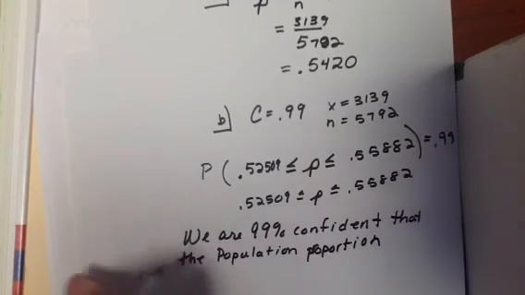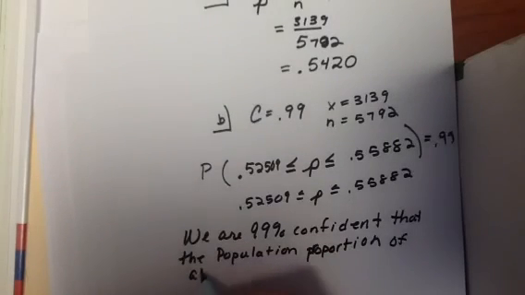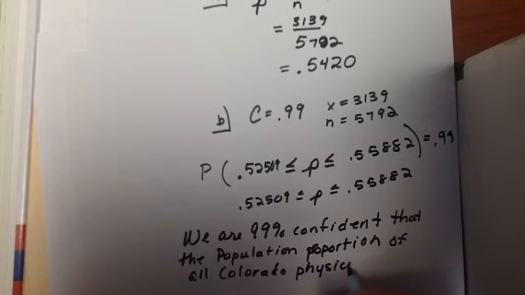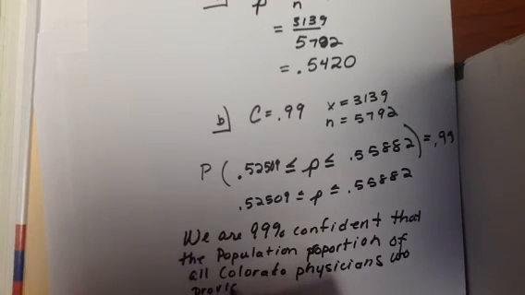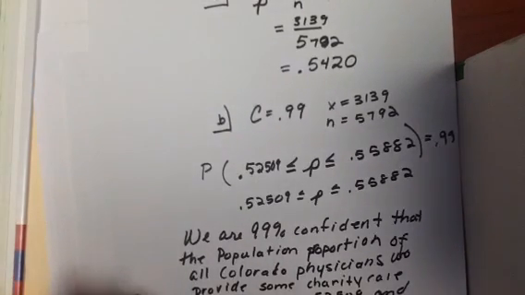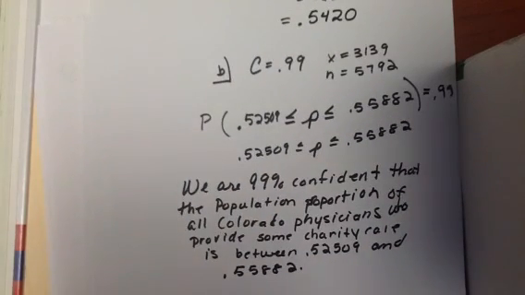The population proportion, we go back to part A in our book, and it says of all Colorado physicians who provide some charity care is between 0.5259 and 0.5582. Now these do not have units attached with them because they are proportions.